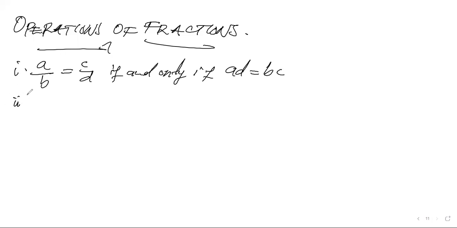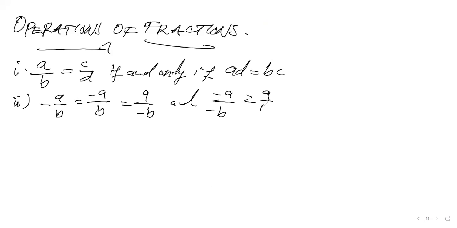And then the next one, the rule of signs. Negative A over B is the same as negative A over B, and it is the same as A over negative B. So they are really the same. And negative A over negative B is the same as A over B, because those negations negate each other and tend to be a positive. Remember that when you divide a negative by a negative, you get a positive number.